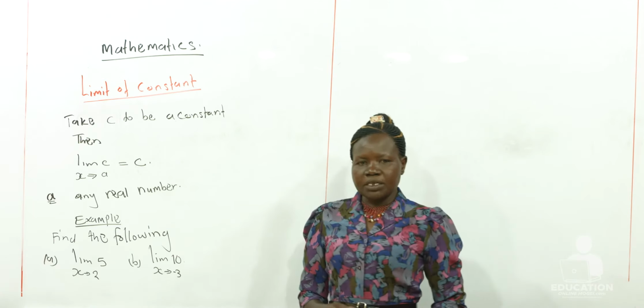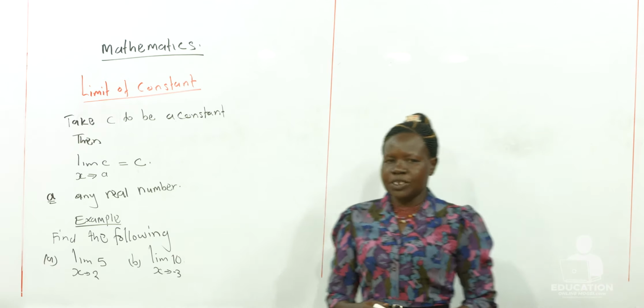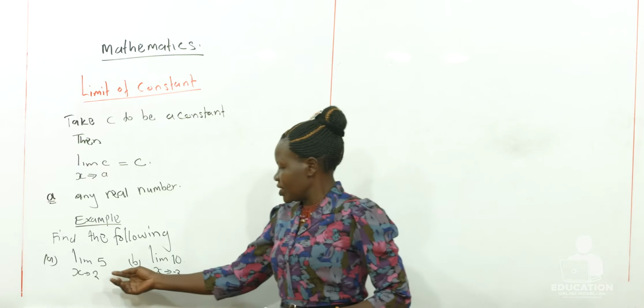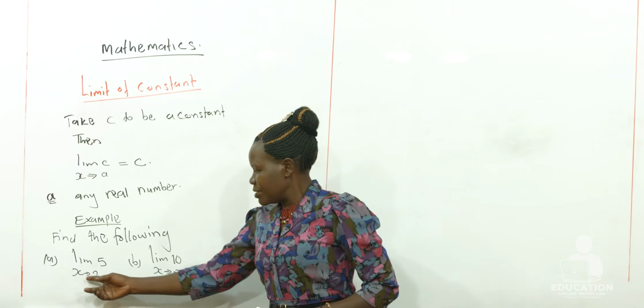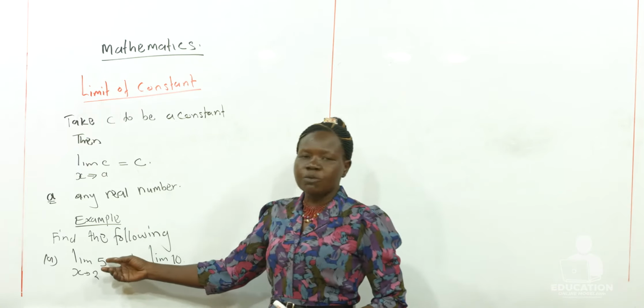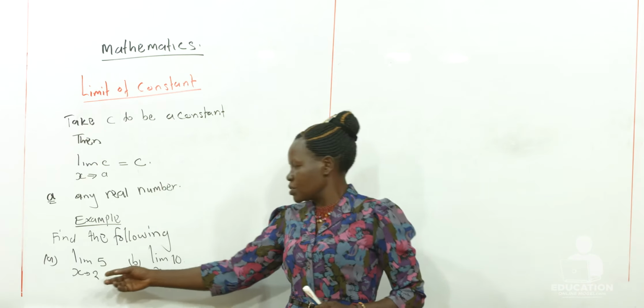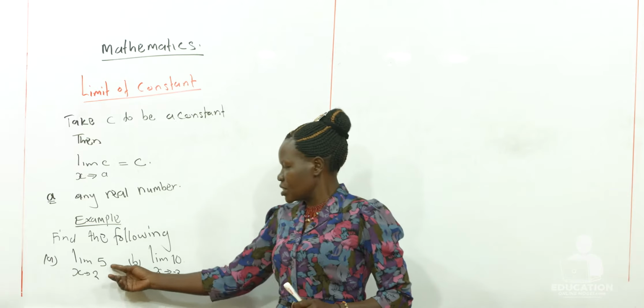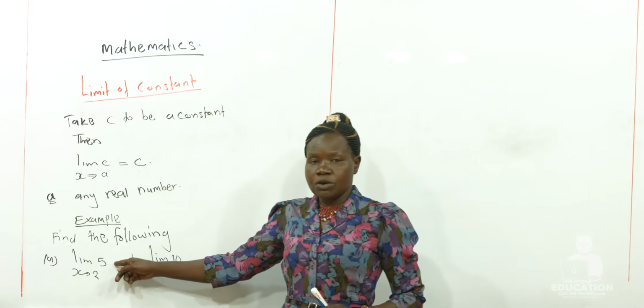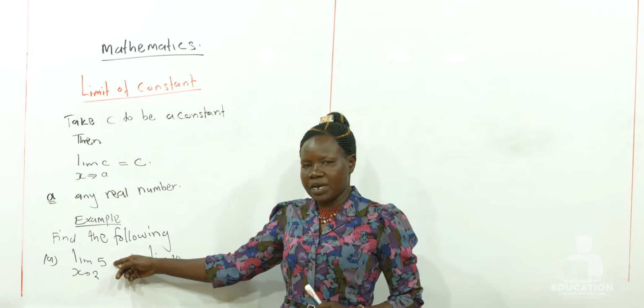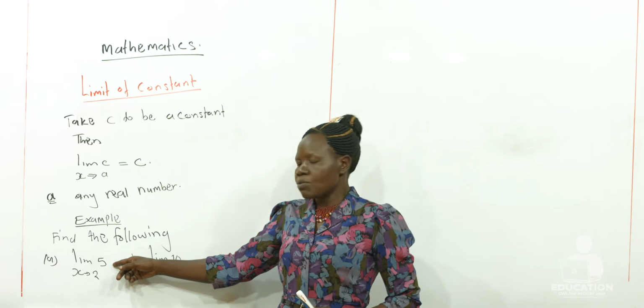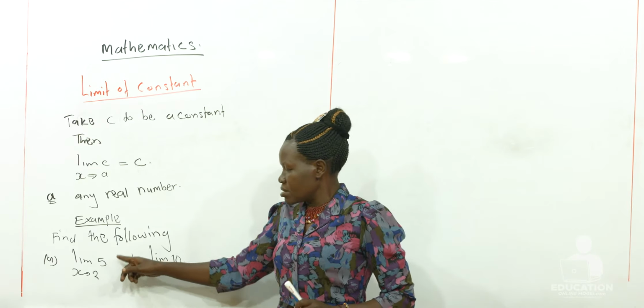A common mistake learners make is, when they see lim, they carry the value of x and multiply it with the constant, and it gives a wrong answer. Because this x is not represented in the 5, which is a constant. So your answer will be only the constant.